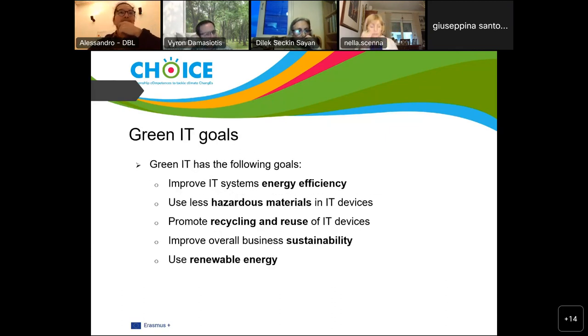What are the goals of Green IT? Green IT aims to improve the energy efficiency of IT systems, use less hazardous materials in IT devices, promote the recycling and the reuse of these devices, improve overall business sustainability, and use renewable energy for IT purposes.